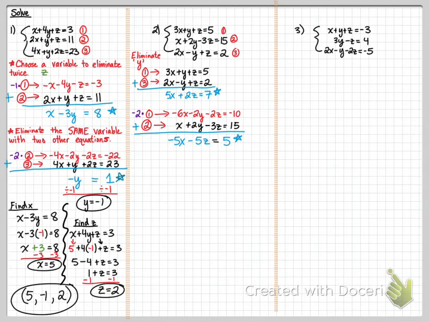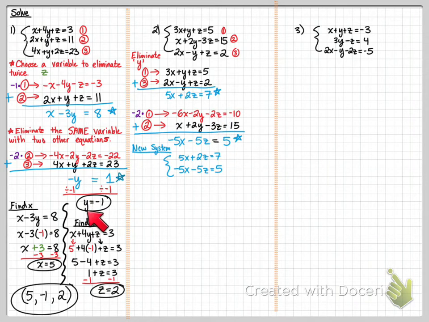Okay, and then when you multiply -2 to the first equation here, that's going to be a -2y, so that's going to cancel. And we're left with -5x minus 5z equals 5. You're going to take both of these equations now. Notice, now you have an x and a z, and you're going to take both of these and stack them on top of each other.